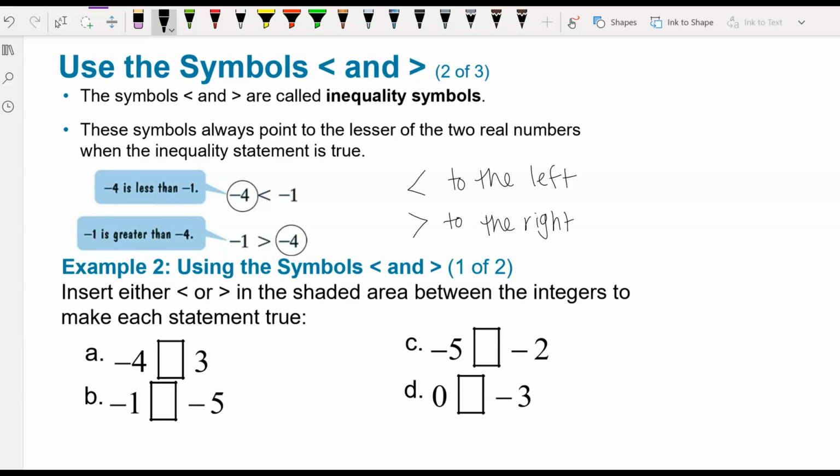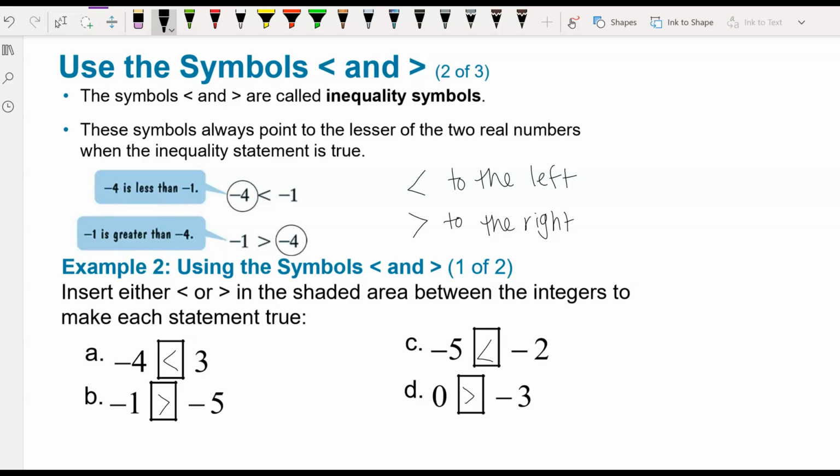All right, so for the examples, we're going to put that greater than, less than. So go ahead and do that. Pause the video and then come back and check your answers. All right, so -4 is less than 3. -1 is greater than -5.